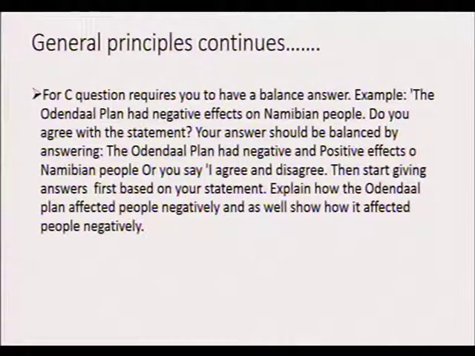Then, if a question asks you, how far do you agree with the statement? You must talk about agreement, how far you agree with the statement, as well as how you disagree with the statement. Then start giving answers first based on your statement. Explain how the Odendaal plan affected people negatively, as well as show how it affected people positively.